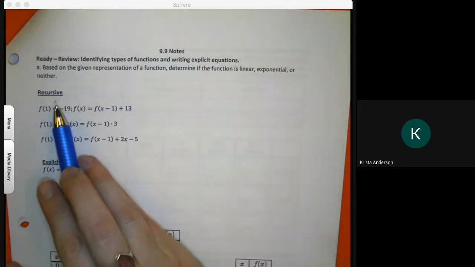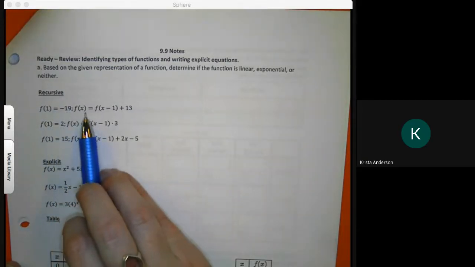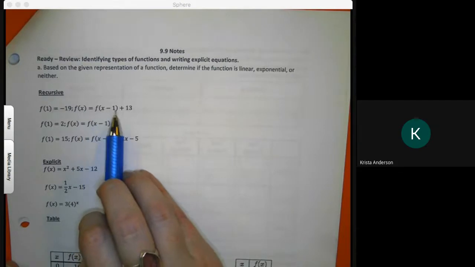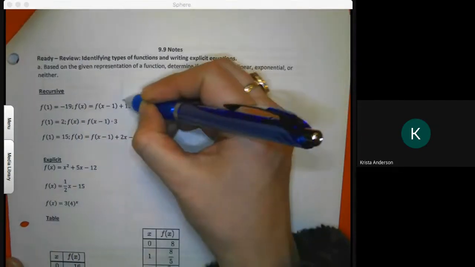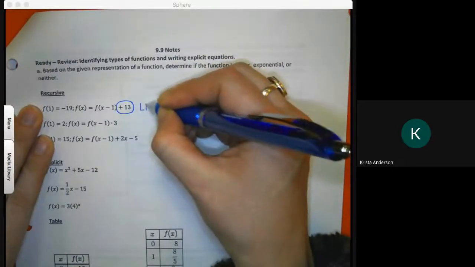For the first, this is in a recursive form. I read through, my first term is negative 19. In order to find the next term, I need to add 13. When it says to add 13, that signals to me that it is a linear function.